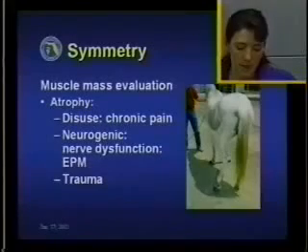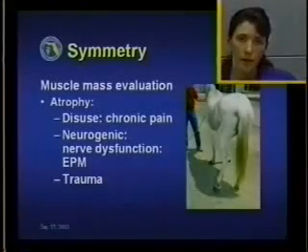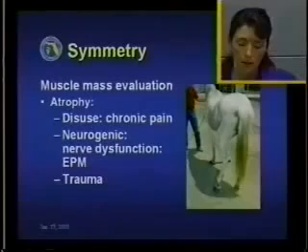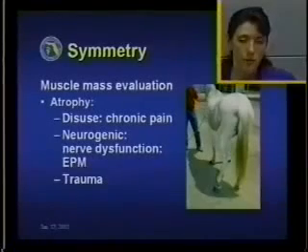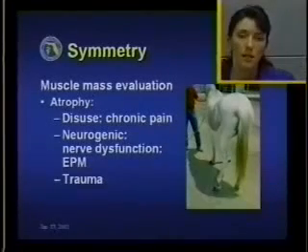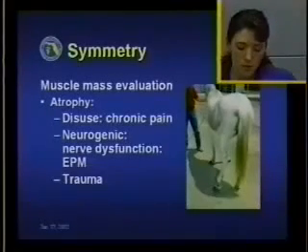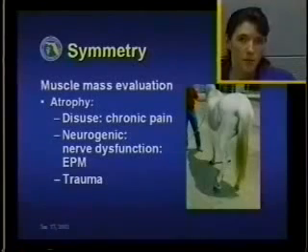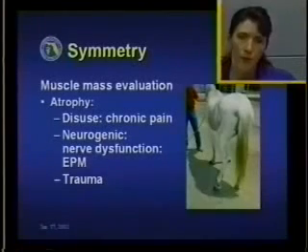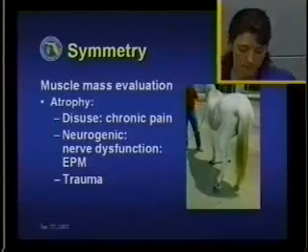So muscle atrophy can be caused by disuse or by chronic pain. In other cases, the atrophy can be neurogenic in origin, where nerve conduction to the muscle is prevented. This is fairly commonly observed in cases of EPM or after trauma.